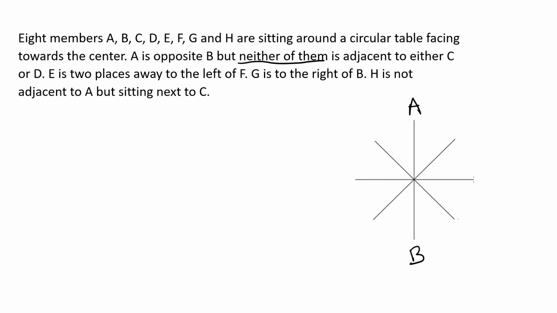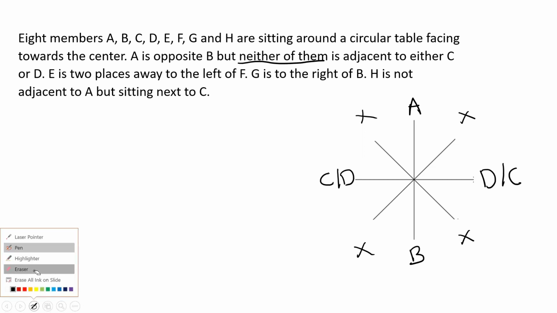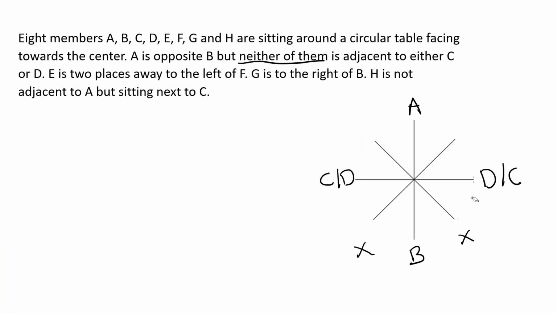So what does it mean? C and D are the two persons who should not sit next to A as well as next to B. So these are the two places we are left with, in which this person can be either C or D, and this person will be either D or C. So we are done with one of the conditions now. Now my question is, which condition should we pick as a second one?